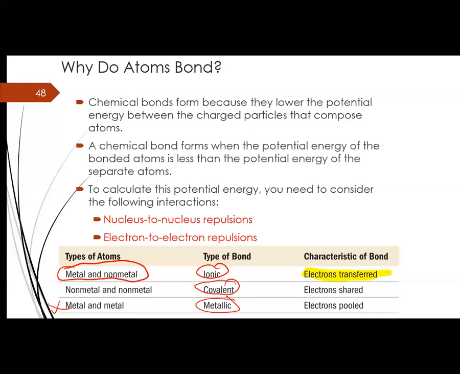On the other side, we have what we call a covalent bond. And the covalent bond happens between two nonmetals. Now, in the covalent bond, those electrons are shared. We're sharing those electrons between each other. And that's because neither of those nonmetals is strong enough to take away the electrons from the other one. And metallic bonds happen between two metals.